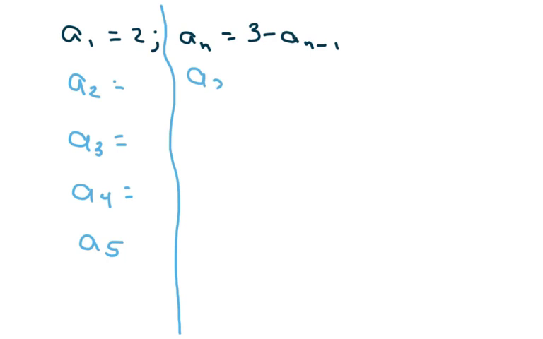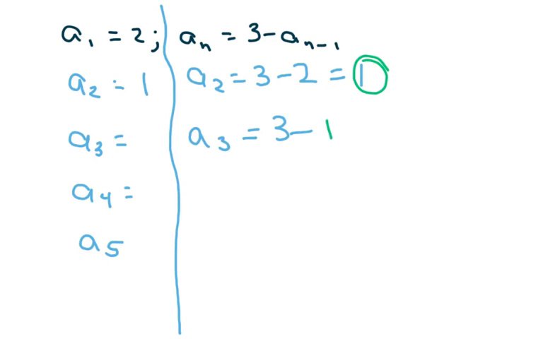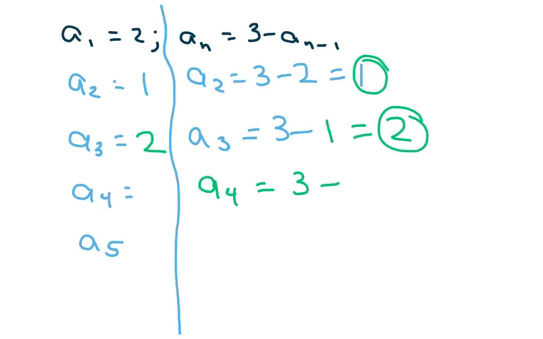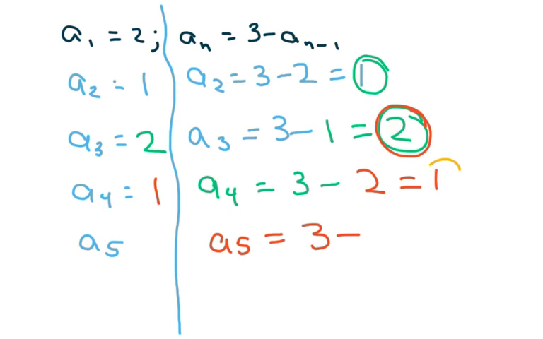All right, so a sub 2 equals 3 minus my previous term, which is 1, equals 2. a sub 3 equals 3 minus my previous term, which is 2, equals 1. Looks like we have another oscillating type thing. a sub 4 equals 3 minus my previous term, which is 1, equals 2. So again, we have this oscillating effect here: 2, 1, 2, 1, 2.